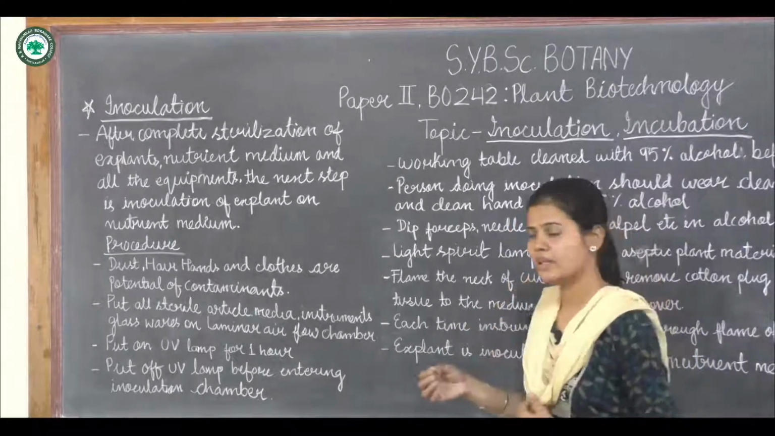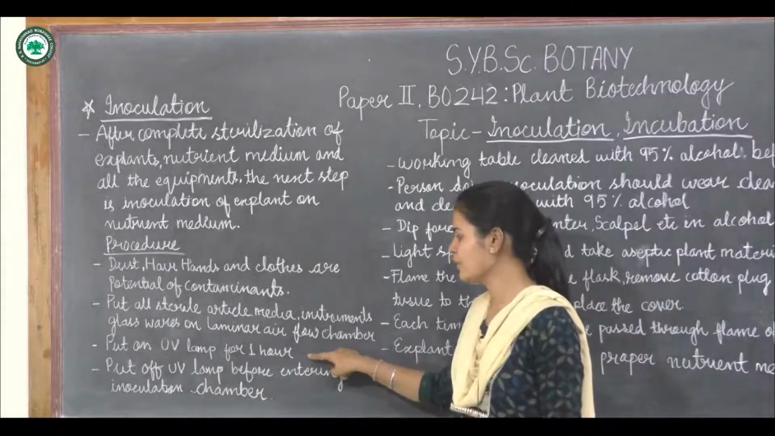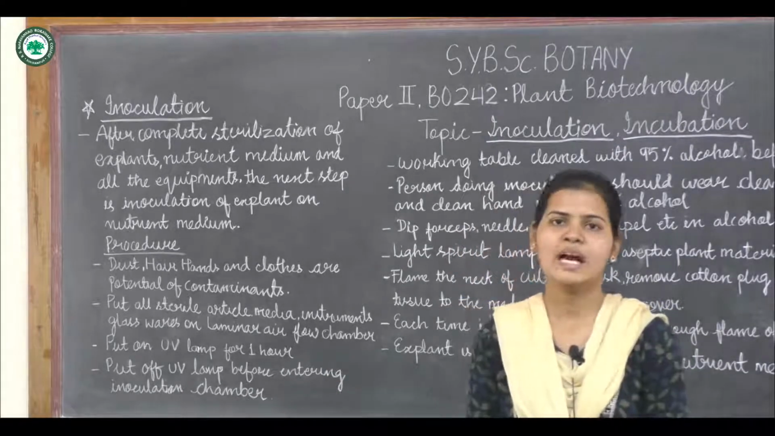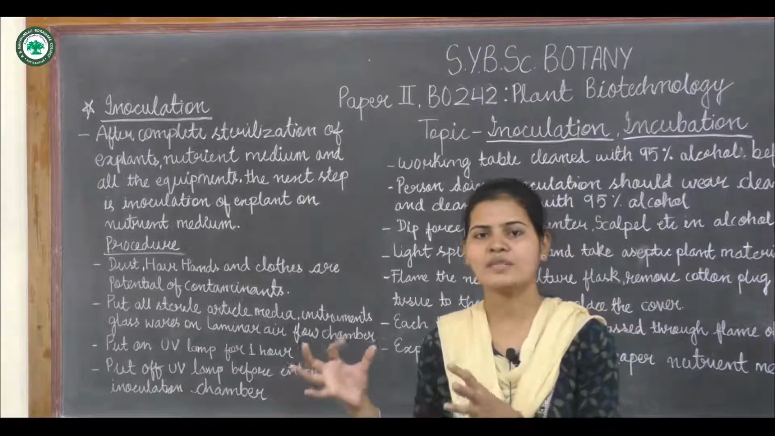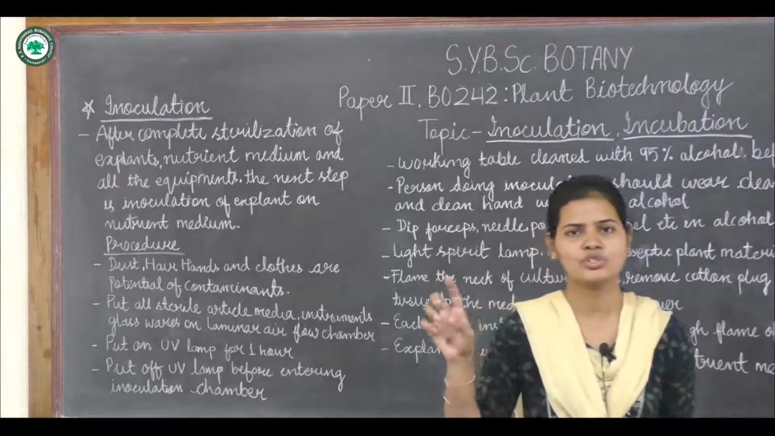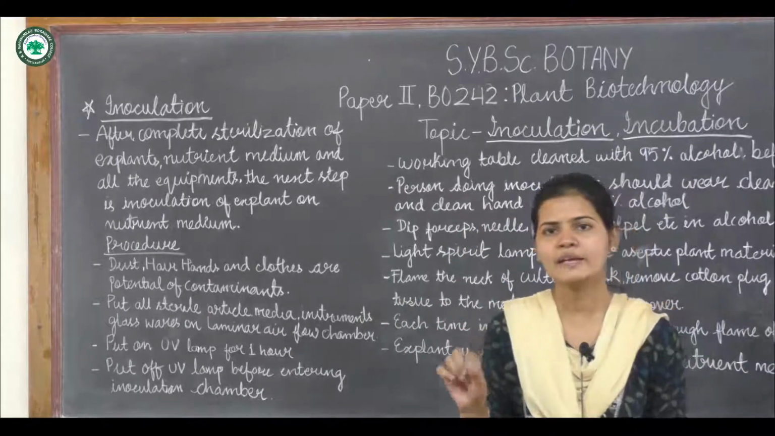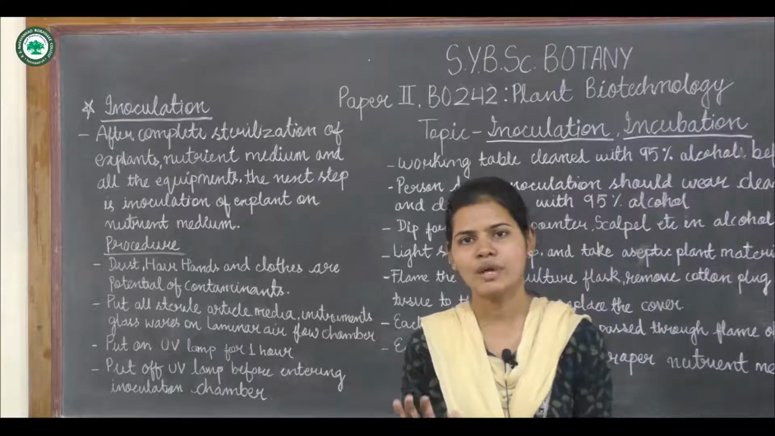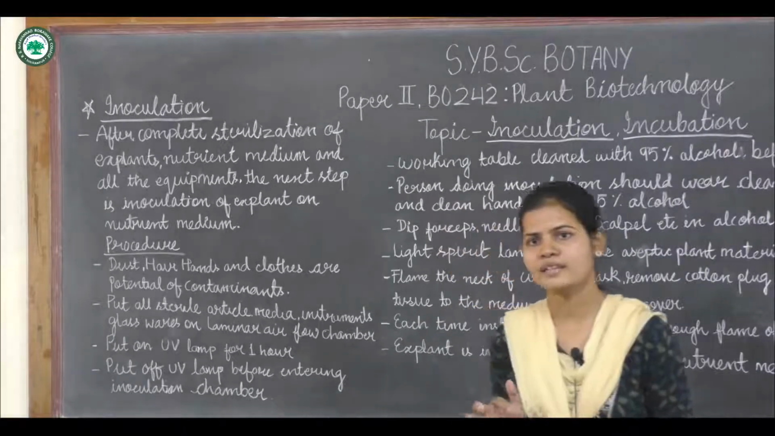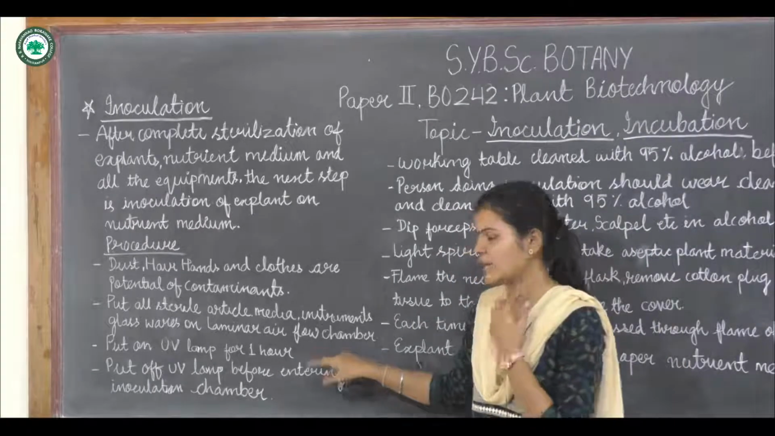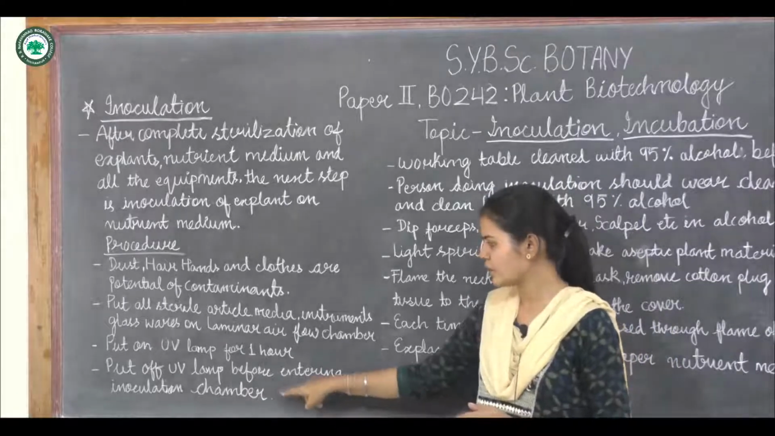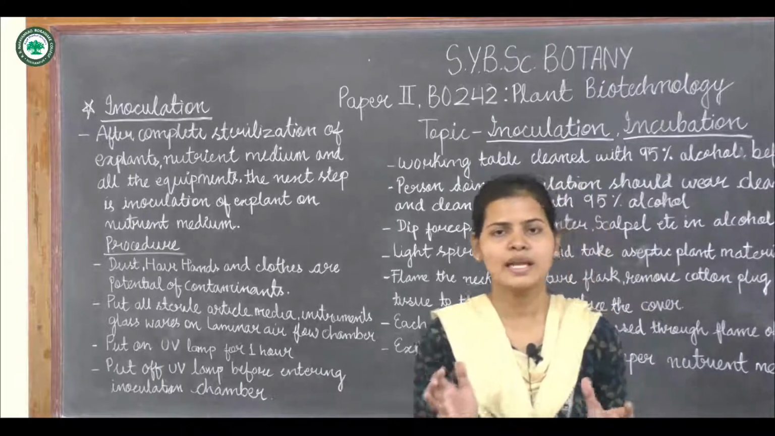After that, put on the UV for 1 hour. What is UV? UV is for sterilization purposes only. After we have placed the sterile equipment as well as the explant in the laminar airflow chamber, we have to switch on the UV light for at least 1 hour. For 1 hour we leave all the material in the laminar airflow like that. After 1 hour, put off the UV lamp before entering the inoculation chamber.